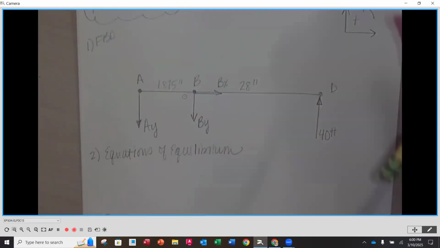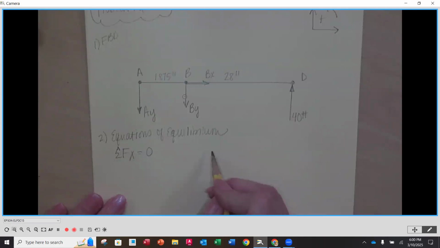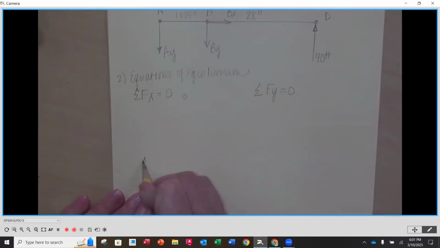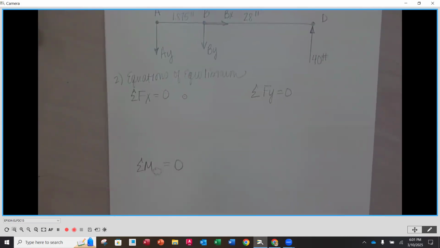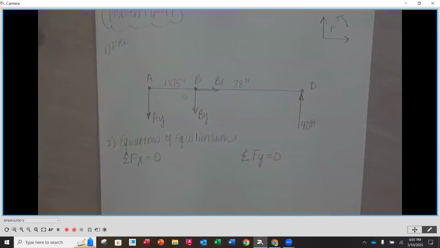Okay. And we have three of them. We have the sum of the forces in the x equals 0. And I'm going to put the sum of the forces in the y equals 0. And then we have the sum of the moments around a point equal to 0. And we can start wherever with any one of these. All right. And I'm going to put down here the sum of the moments, but we're going to have to put a little letter there, is equal to 0. So those are our three equations of equilibrium to help us to solve for AY, BY, and BX.